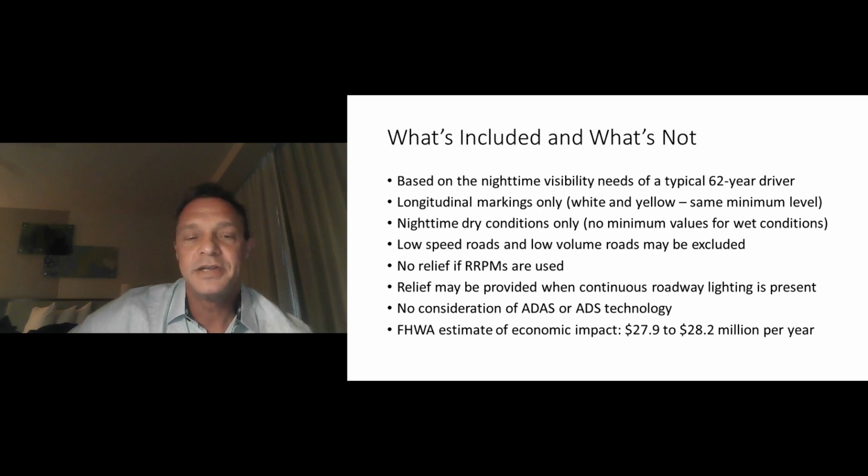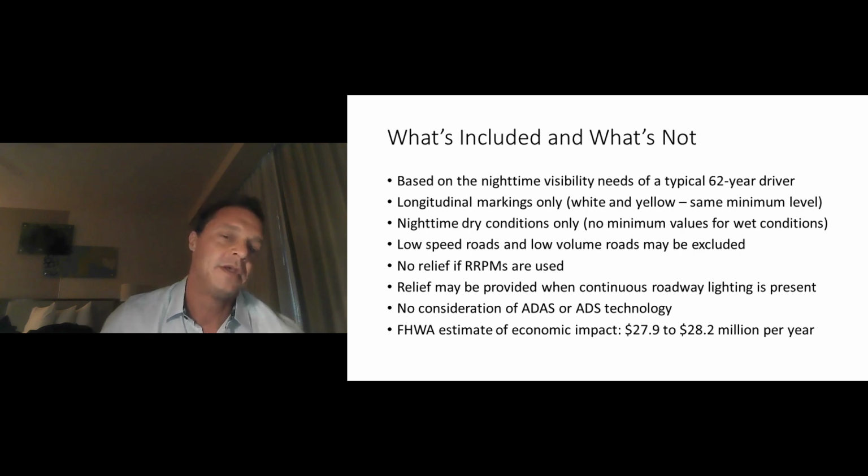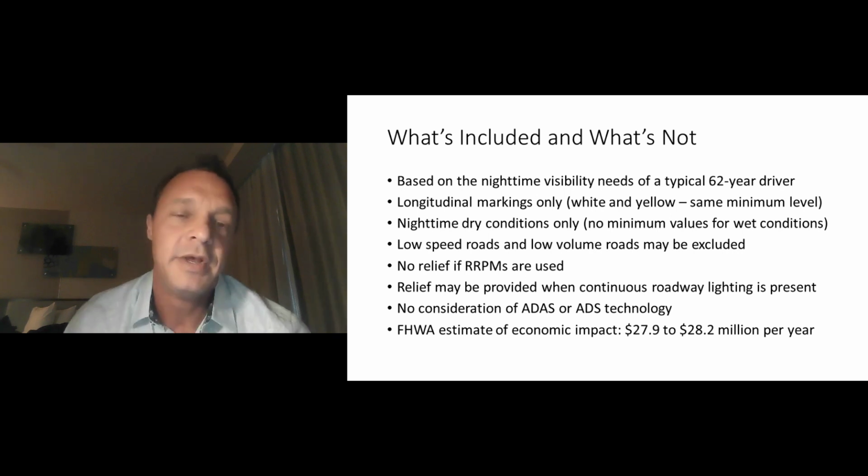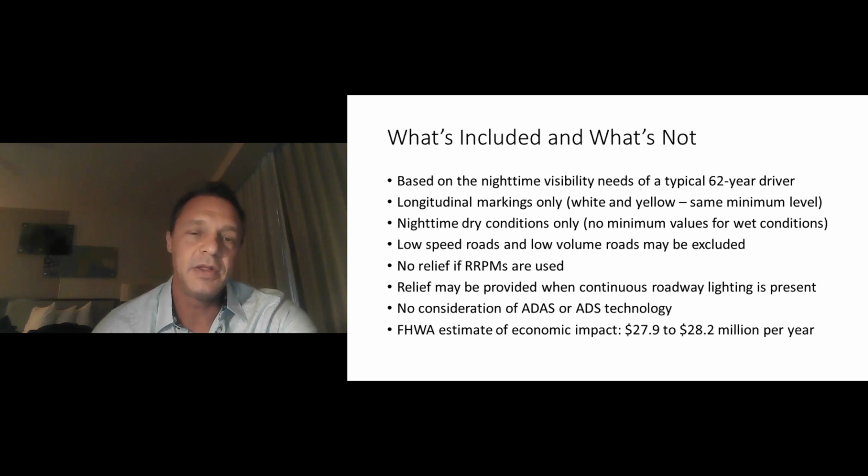The other thing to recognize is that these numbers were derived from older driver visibility needs. There is absolutely no consideration currently of the automated vehicle technologies, whether it's what we see on the road today, which is called ADAS or level 2 autonomy as defined by SAE, or ADS, which is level 4 autonomy that SAE defines. And then finally, FHWA provides a nationwide economic impact of about $28 million per year as a result of this final rule. They have estimated that, and the report is available. If you go to the Federal Register area, you'll be able to download that report and see how they came up with that number.